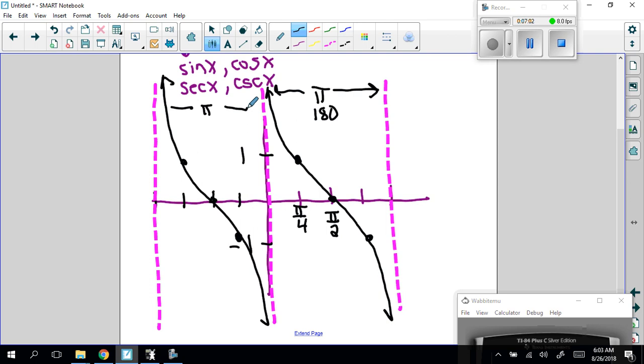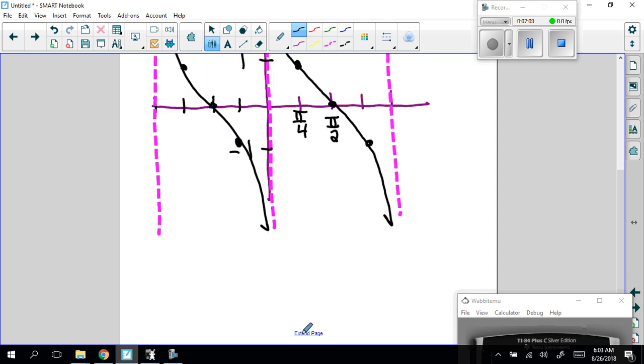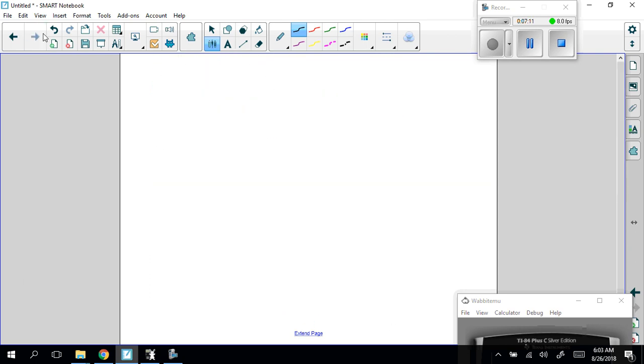And that's the graph of cotangent. So you've got to know it cold. You actually got to know it right away, because we're going to be using it a ton here. Let's graph tangent and get it out of the way.